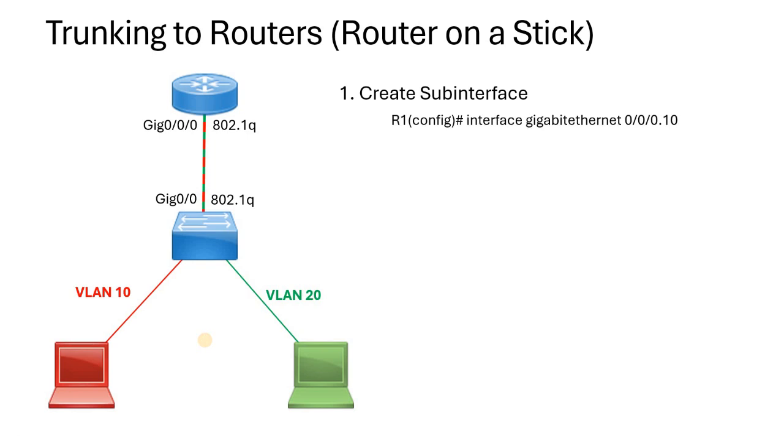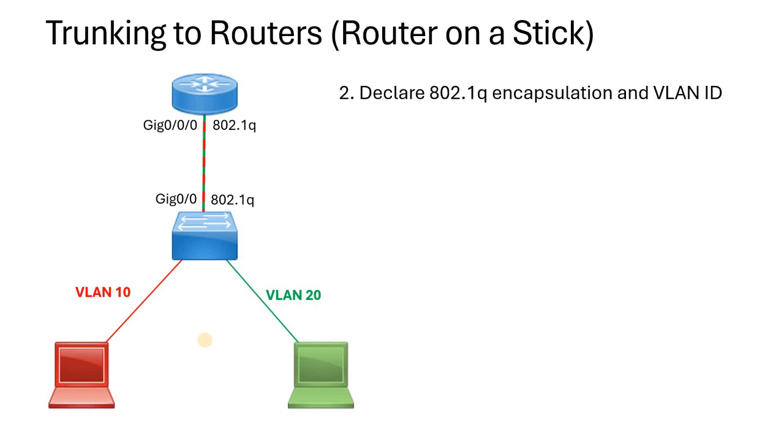And the Cisco command for that is just specify the interface ID and add a decimal point, and then it's the subinterface ID. Generally, most people are going to match the subinterface ID with the VLAN number, but that's not a requirement. The next step is we're going to declare that that subinterface is going to use 802.1q encapsulation and tell it what VLAN it's part of. And the command for that, once you're in the subinterface config mode, is encapsulation dot1q followed by the VLAN ID.